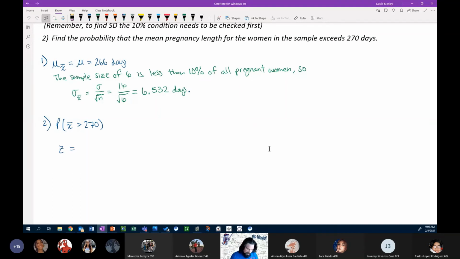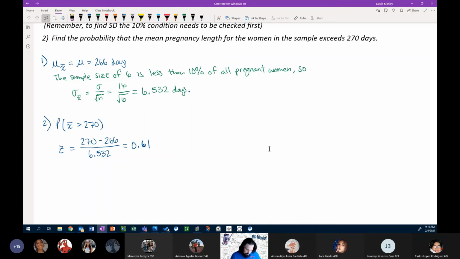So we calculate Z is 270 minus 266 divided by our standard deviation we just calculated, 6.532, and that gets us about 0.61. Right? Because of the amount of decimal places we can actually use in table A, there's no need to keep more than 2 decimal places when we get the standardized score.